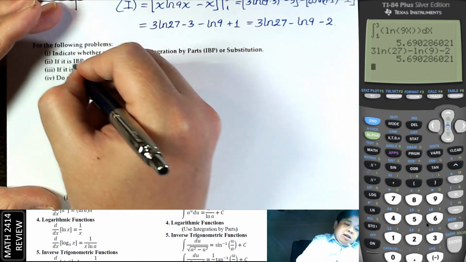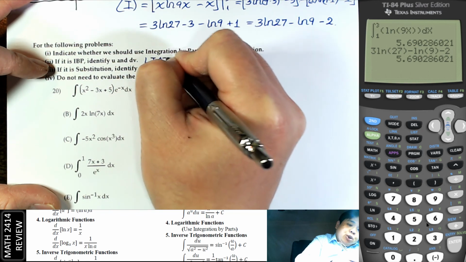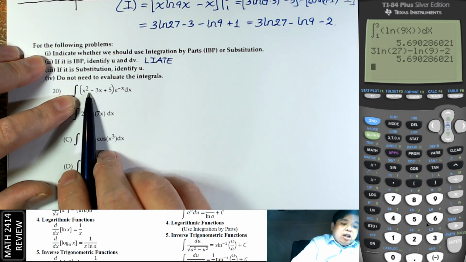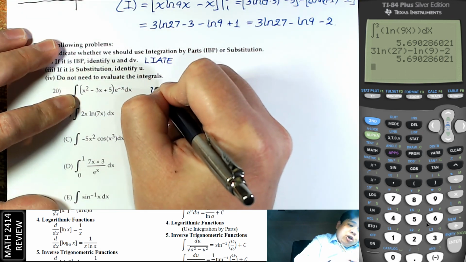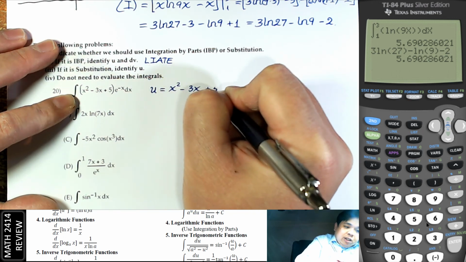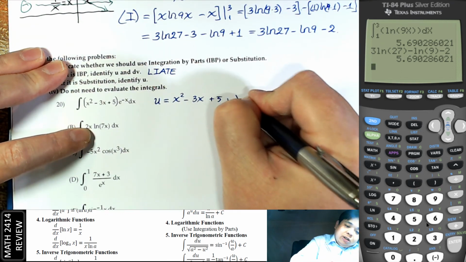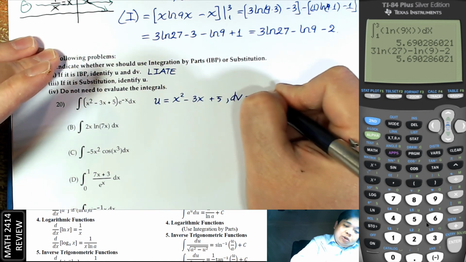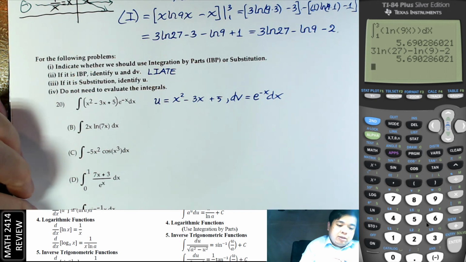And if it is integration by parts, use this list to determine the u. So integration by parts on this one, and no log, no inverse trig. There's an algebraic expression. So u is equal to x squared minus 2x plus 5. That is the derivative part. The integral part is the other one. I mean dv is e to the negative x dx.